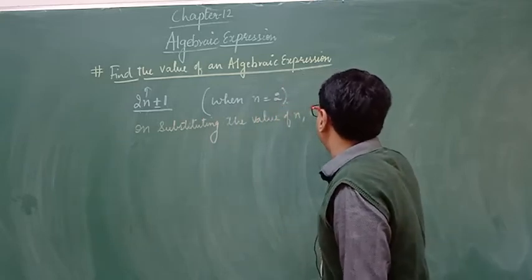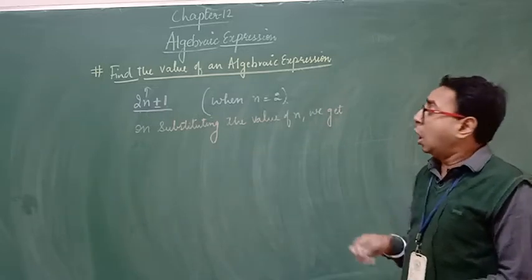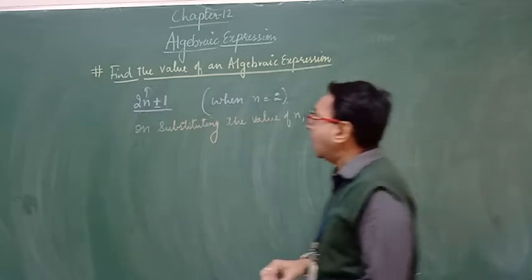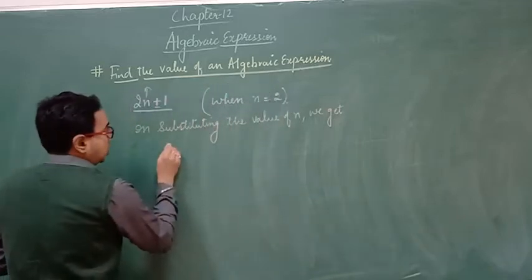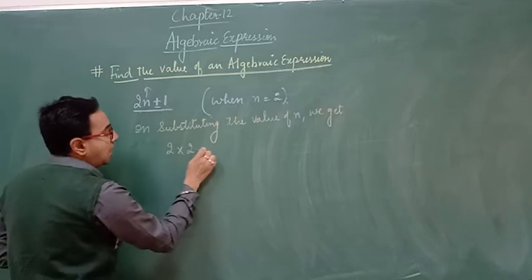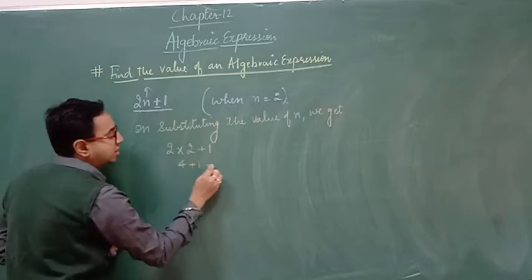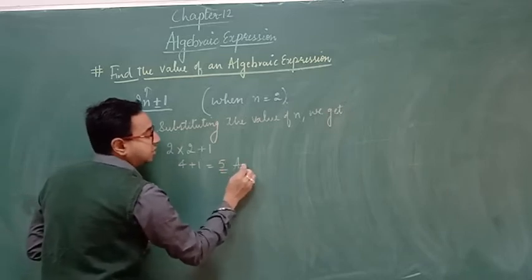On substituting the value of n, we get... this is the best way of representing. You'll get full marks if you write this way. On substituting the value of n, we get, now what is the value of n? n is equal to 2, put the value, plus 1. Now solve it: 2 into 2 is 4, 4 plus 1 is 5. What is the answer? The answer is 5.